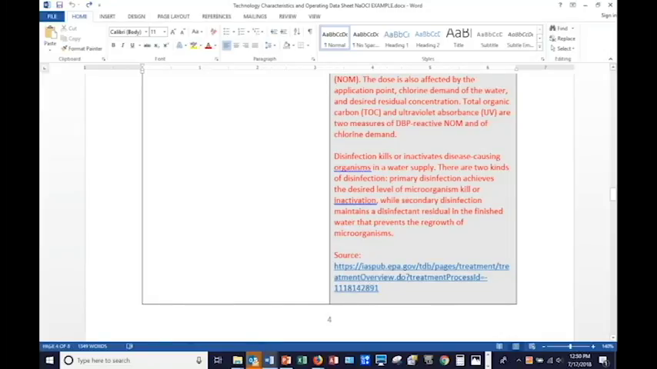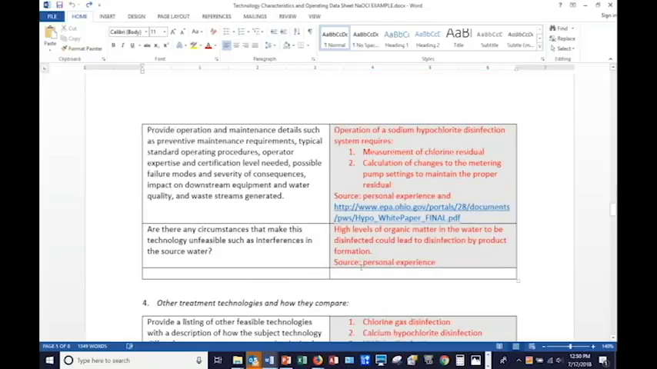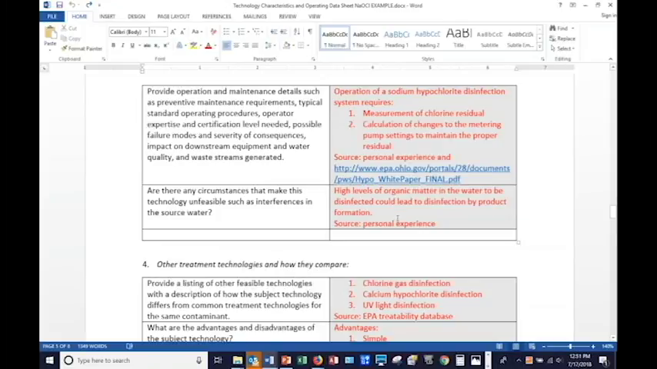Next piece is on operation and maintenance. And so here's a piece that a lot of this came from personal experience, but I also found a nice document on the Ohio EPA website on sodium hypochlorite disinfection. So I included the link to that in there, but I pulled out the important components of that piece that you're going to want to put into your training. When asked about the circumstances that may make this technology unfeasible, if your total organic carbon concentrations go up in your source water, then you may have some disinfection byproduct formation issues with that kind of disinfection.